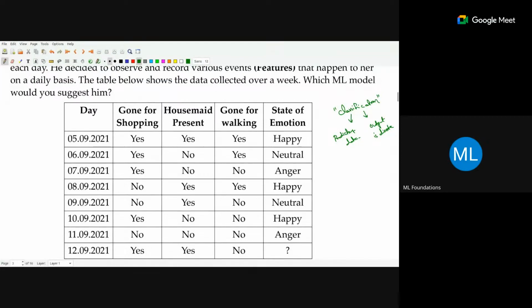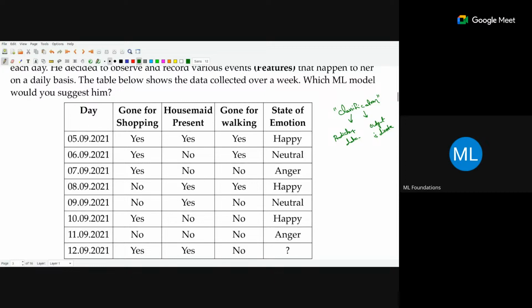Similarly, if the housemaid is not present, she is neutral, but she has gone for shopping and gone for walking. If more than two out of three are not happening, she is very angry. You can observe it on the 7th and 11th. But there is one more error: on the 10th, the housemaid is not present and she didn't go for walking, but she's happy on that particular day. So that's how the emotions work, right?